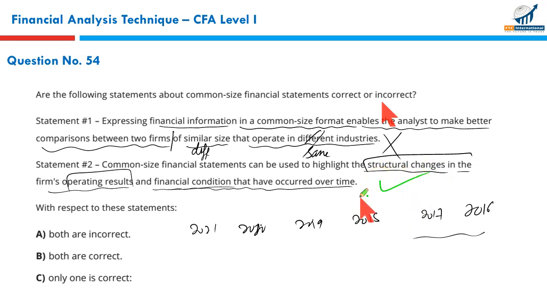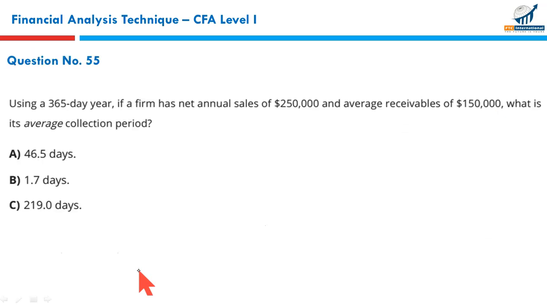So the first one is incorrect, second is correct. So only one of these is correct. So that makes C the correct option. And C it should be.